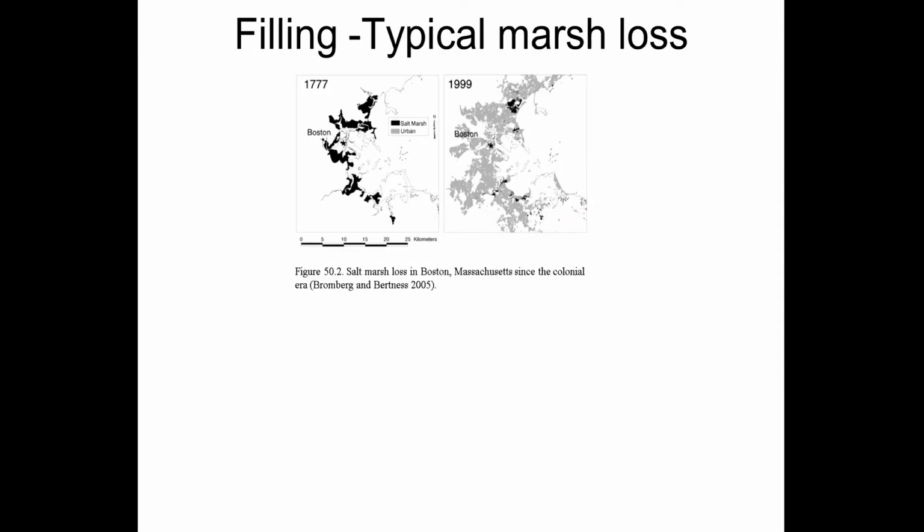Anyway, here's just a look at the amount of filling that took place in another northeast area, in the Boston area. And here you see in black the salt marsh area in 1777. And here you have 1999. Little bitty remnants of the marsh.